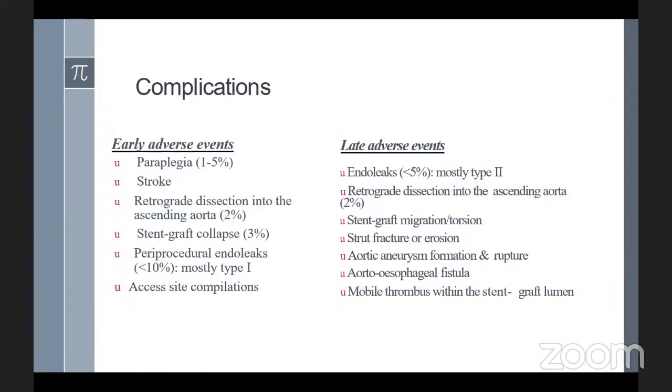The common complications, of course, we have early complications and late complications. The early complications are paraplegia, stroke, retrograde dissection, stent collapse, endoleaks, mostly for early events. The most common type of endoleak is type 1, we will discuss it now. And for late, the most common is type 2. And we have also access site complication. For late, we have retrograde dissection, also stent graft migration, fracture, aneurysm, aortoesophageal fistula, thrombus. All these are complications for endovascular.